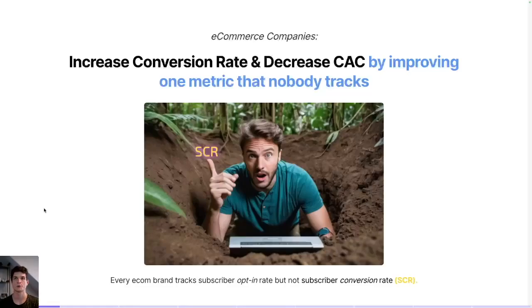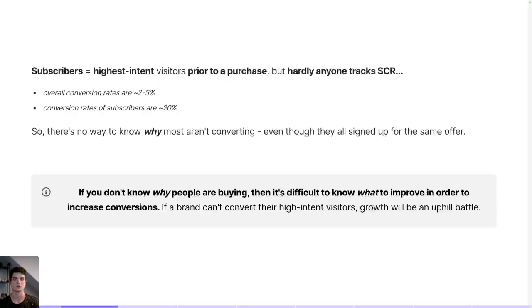How to increase conversion rate and decrease customer acquisition costs by improving the one metric that nobody tracks. Every e-commerce brand tracks subscriber opt-in rate, but very few are tracking the rate at which subscribers actually go on to purchase, or the subscriber conversion rate. Subscribers are the highest intent visitors prior to a purchase, but hardly anyone tracks the rate at which they convert.